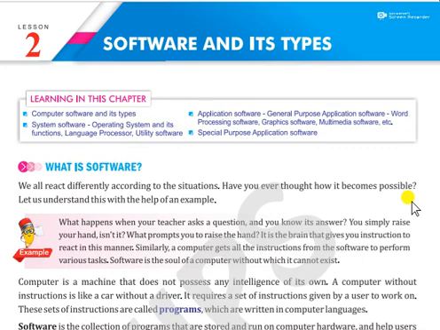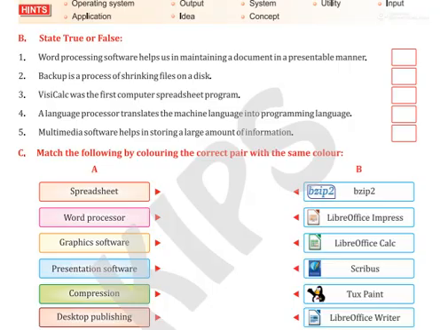So, kids, as in your last class, we have discussed the book exercise of chapter 2, software and its types. So it's time to complete that book exercise for the day. Here is our book exercise. We have done true and false and fill-ups. So it's time to move to the third one, that is match the following.